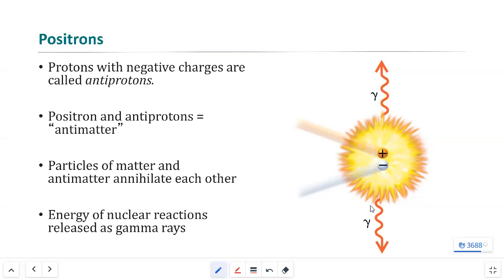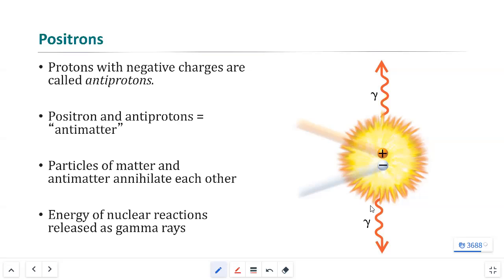Now, we don't talk a whole lot about antiprotons because for the most part, they never really come into our consciousness. But one thing that we do know is that when those two antiparticles come into contact with each other, they go through what is called an annihilation. That annihilation process basically turns whatever mass that they have into pure energy.